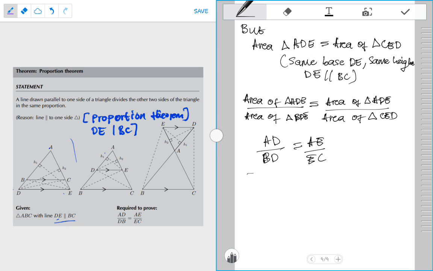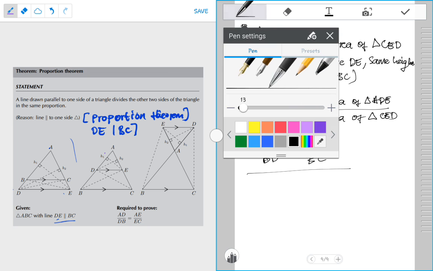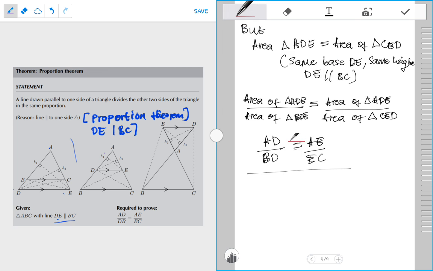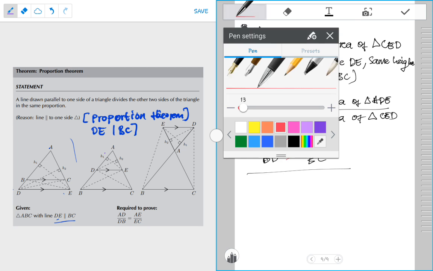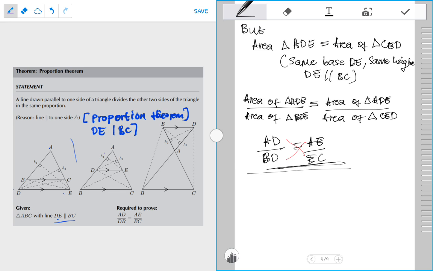Okay, and then we're required to prove. You can go further and still multiply if we are cross multiplying that, but in this case we were just asked to get this. But you can still multiply and say AD multiplied by EC is equals to AE multiplied by BD. Okay, and therefore you have proof what we were required to prove.